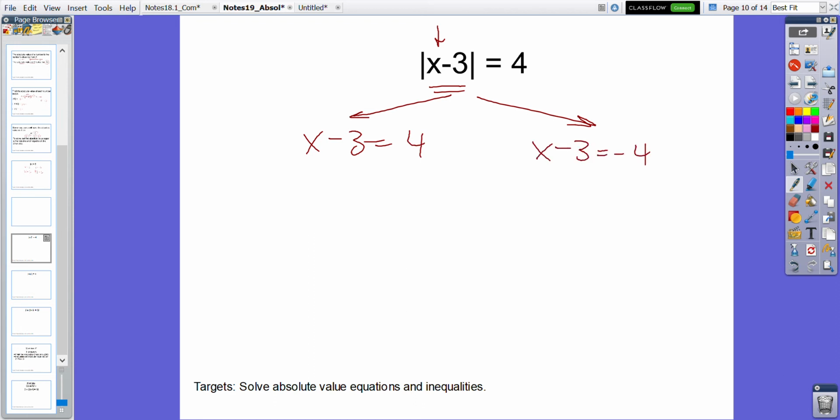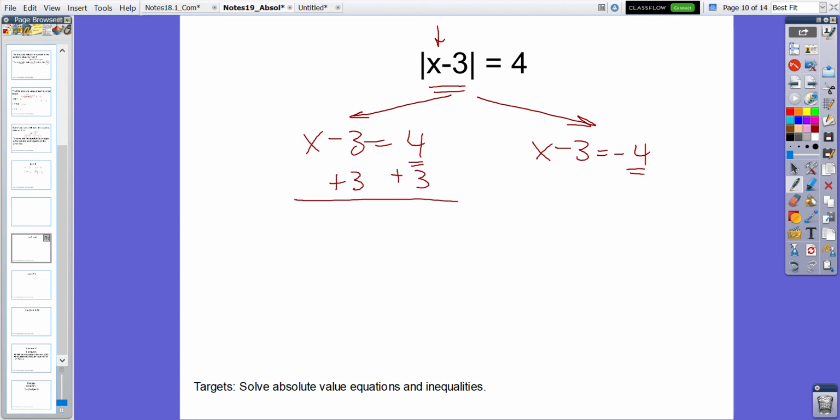We just want to solve both equations the same way, because the absolute value has to have a distance from 0 of 4. And that's how we get that positive 4 and negative 4 here. We're going to solve both of these. We're going to add 3 to both sides of the equation.